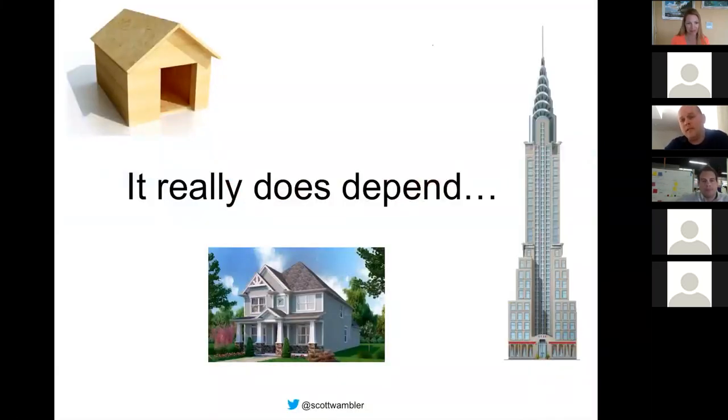It really does depend. This is something that we've really fleshed out in the Disciplined Agile space, because when you're building a doghouse, you might do a little bit of modeling to build a dog.